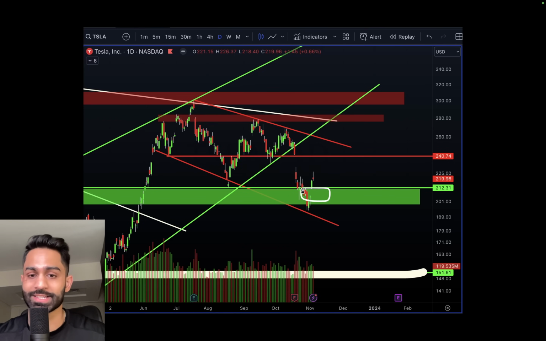But it did break out very nicely back above that resistance of 212. And the next target is going to be $240. So this right here is going to be that level to watch for Tesla. And support level is going to stay put right here inside this green rectangle.